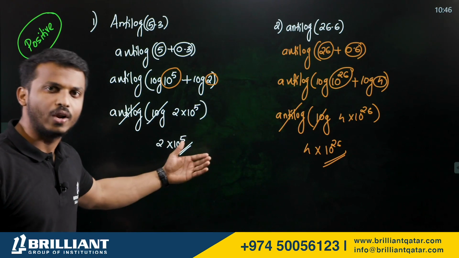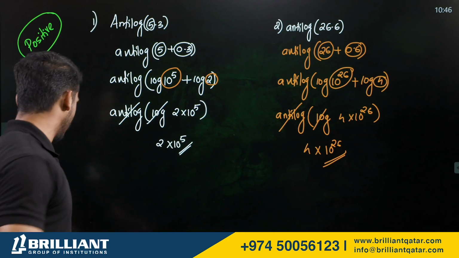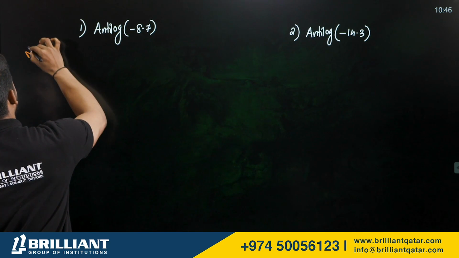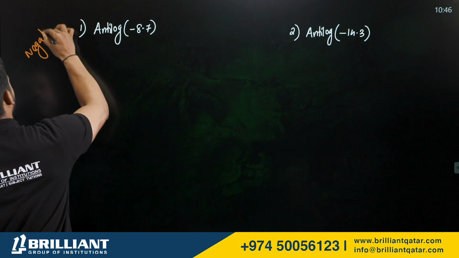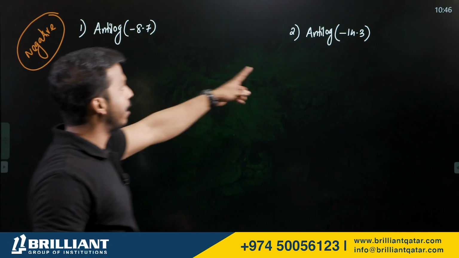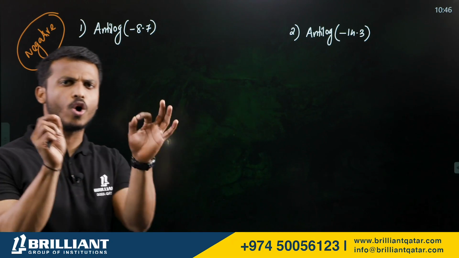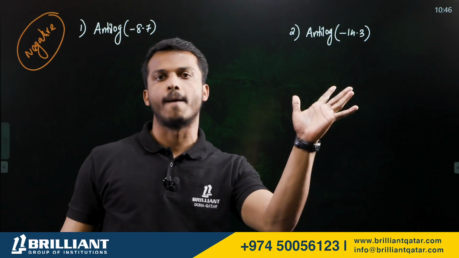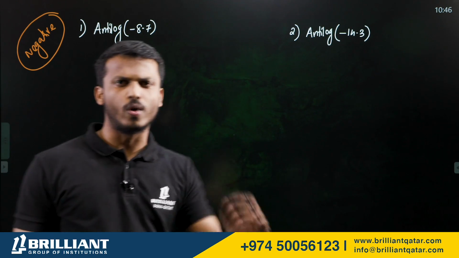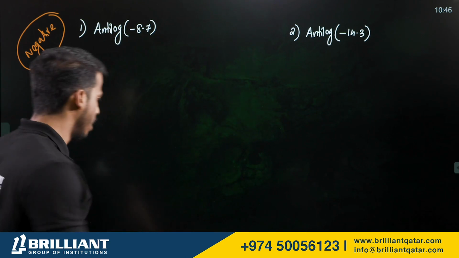Let me go to the anti-logarithm of negative value calculation. There is a small difference. Here I'm going to calculate the anti-logarithm of a negative value. See, anti-log of minus 8.7, anti-log of minus 14.3. A small difference, one step extra. Same as the previous case, the positive value calculation, but one extra step in the beginning. That's it. What is that extra step?